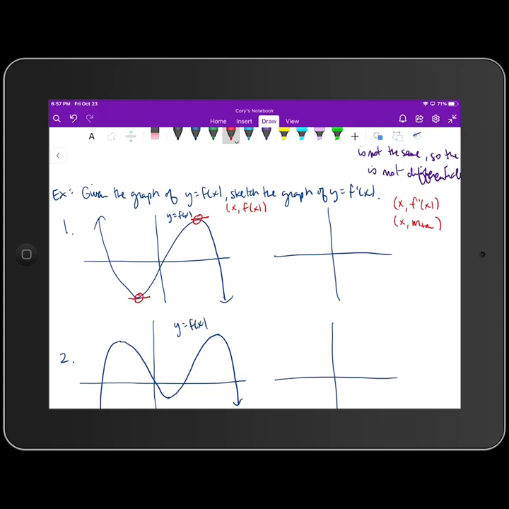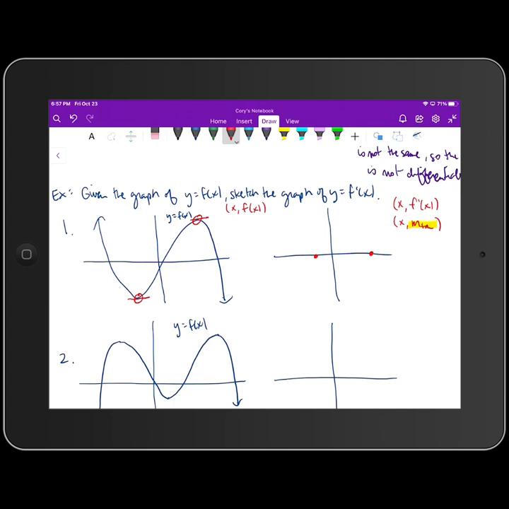So the horizontal tangents tell us where the x-intercepts occur on the graph of the derivative. Because again, the y-coordinate of our point is the slope of the tangent line. And if the slope of the tangent line is 0, that means those are the x values that give us a y-coordinate of 0. So if I want to sketch the graph of the derivative, I'm going to have an x-intercept at this point, and another x-intercept at this point, where the horizontal tangents occur.